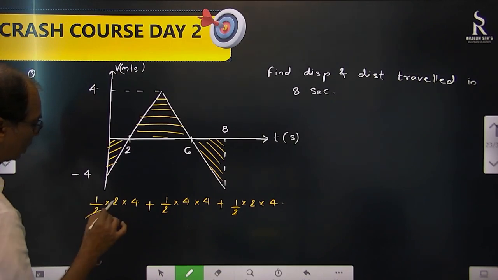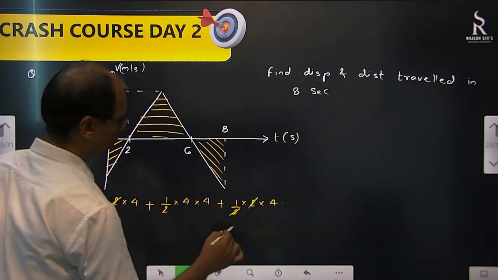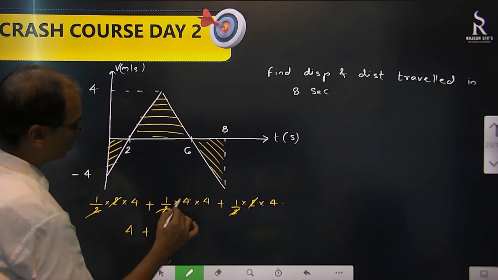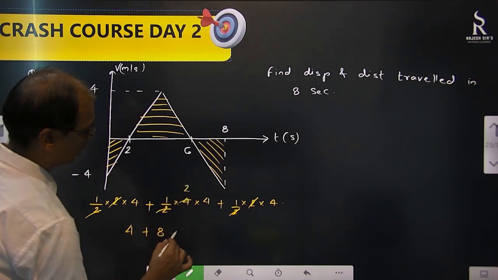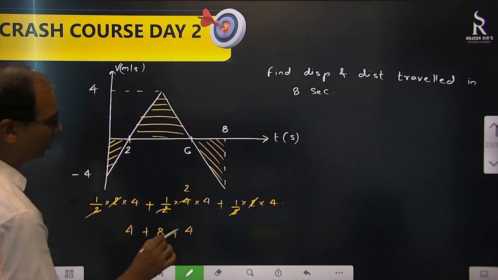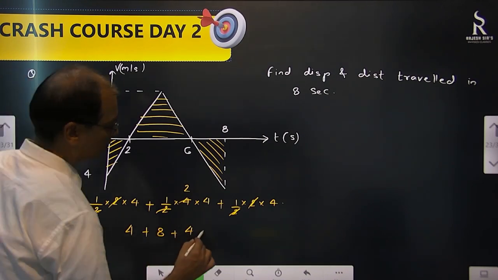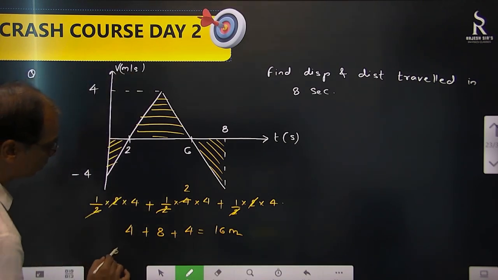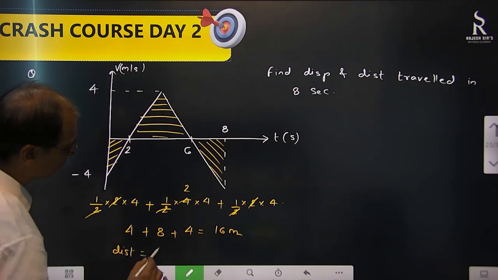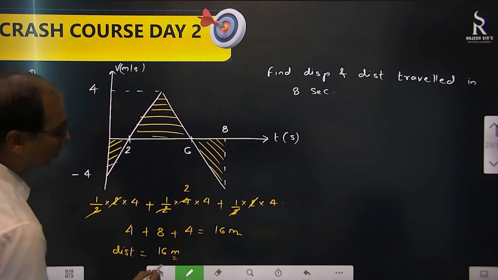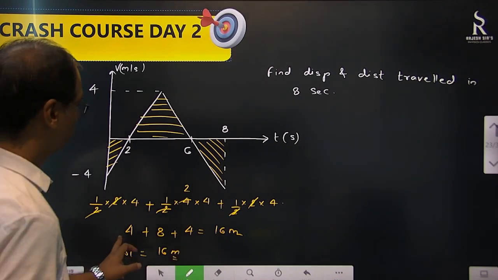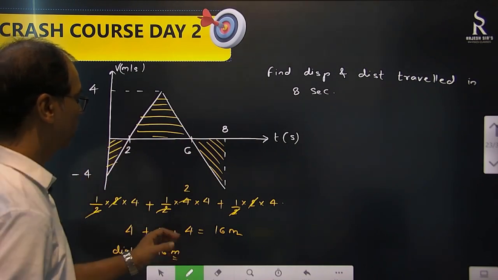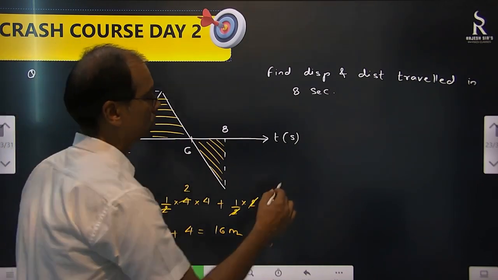Okay, so what we have? 4 plus 8 plus 4. So distance travelled is 4 plus 8, 12 plus 4, 16 meter. This is distance. Okay. When I am going to talk about displacement, this is minus 4, this is also minus 4, minus 4, minus 4, minus 8, plus 8, 0. So displacement is 0.